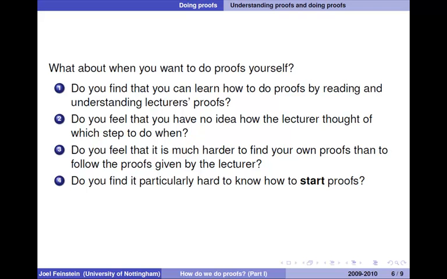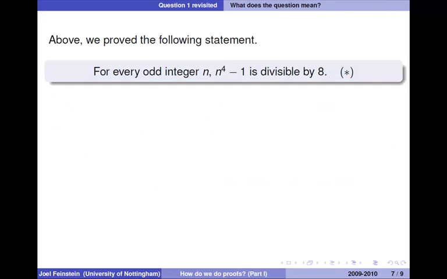And a lot of them are going to start the same way, with the word let. You want to make the assumptions that you're given in the statement and try to deduce things from that. So you're almost always going to start with the word let in these proofs. So this is what we proved above, but maybe that isn't the only way to express that statement. Perhaps if we'd expressed it a different way, it would have made it easier to see how to start.